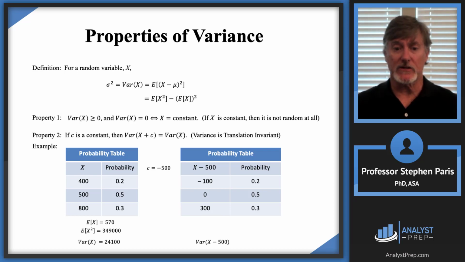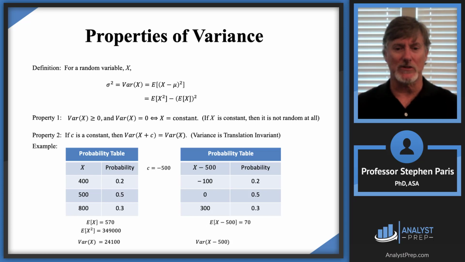And then I'm interested in calculating the variance of this random variable, X minus 500. So I'm grouping X minus 500 as my random variable, and I'm going to use what I highlighted in red up top: it's just going to be the second moment minus the square of the first moment. So what's the first moment of this random variable? It's the sum product. So it would be minus 100 times 0.2, 0 times 0.5, 300 times 0.3. Add those together, and you'll get 70.